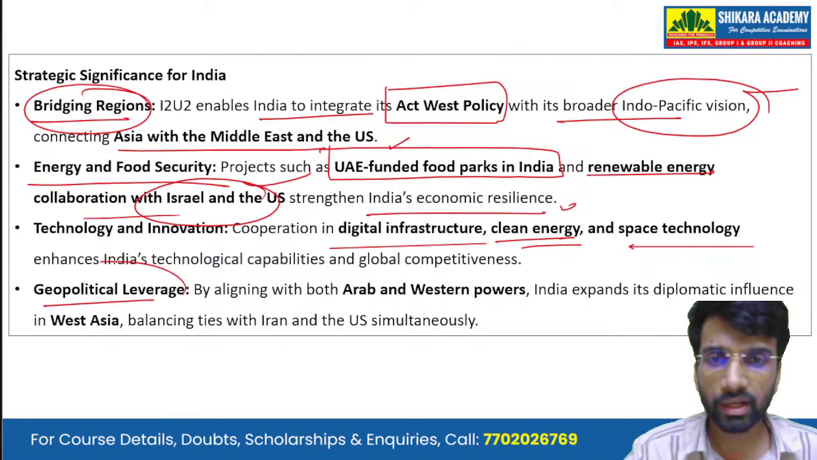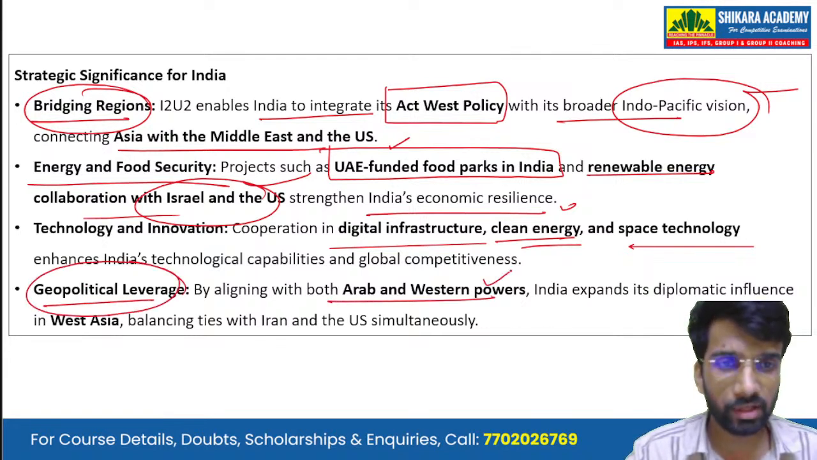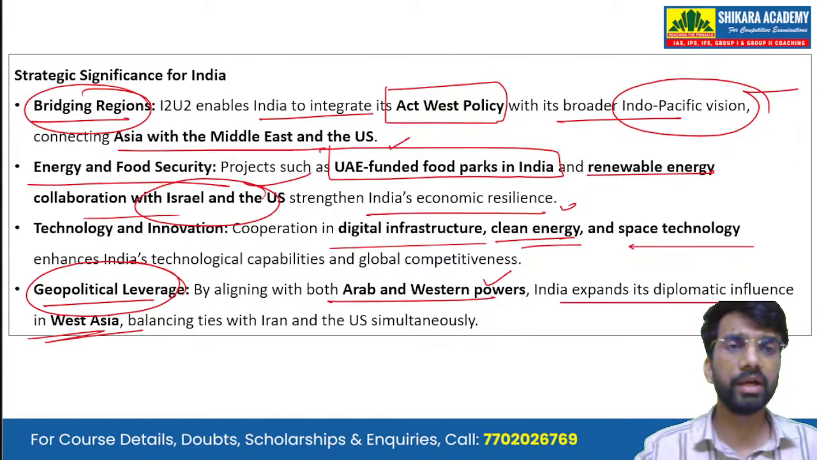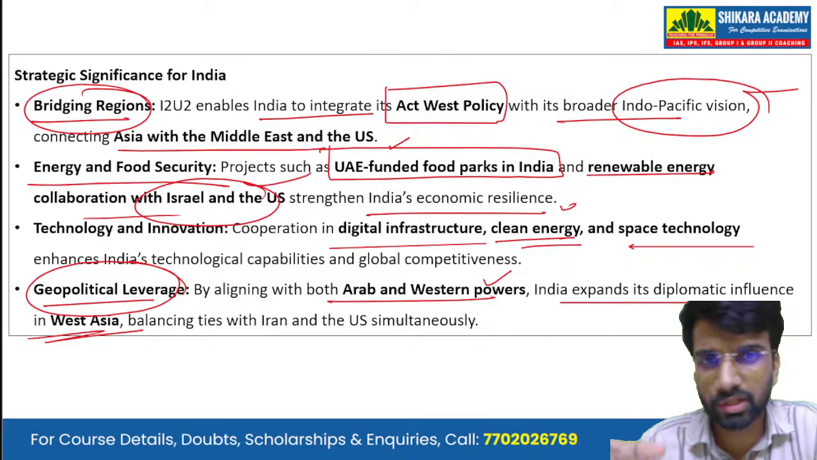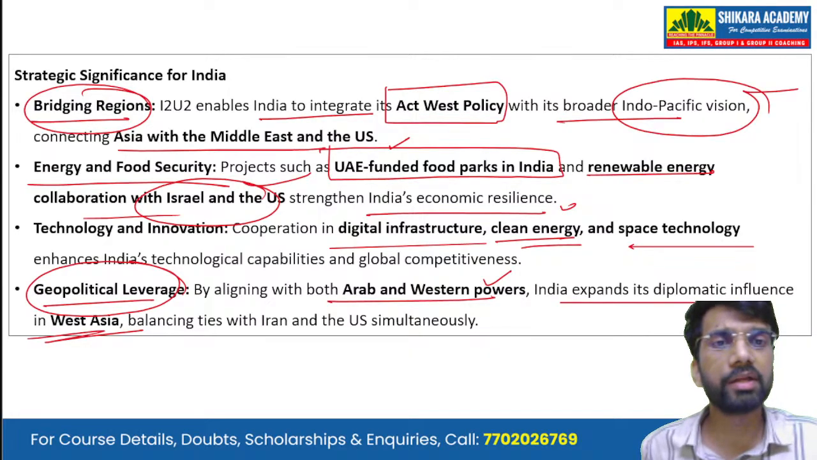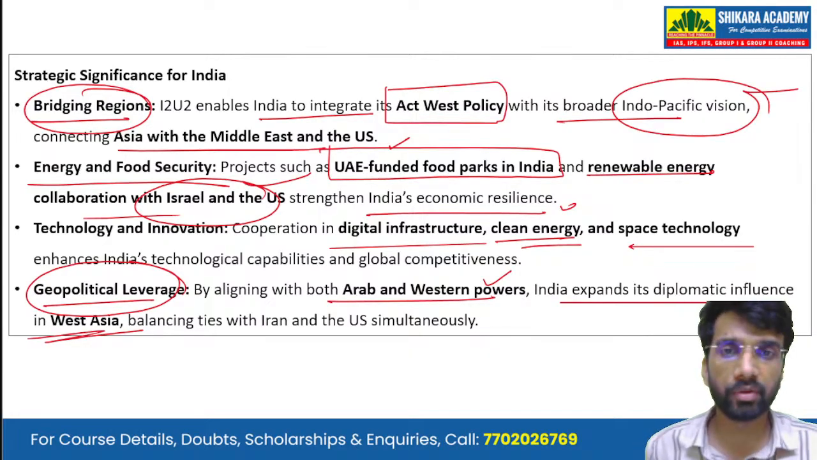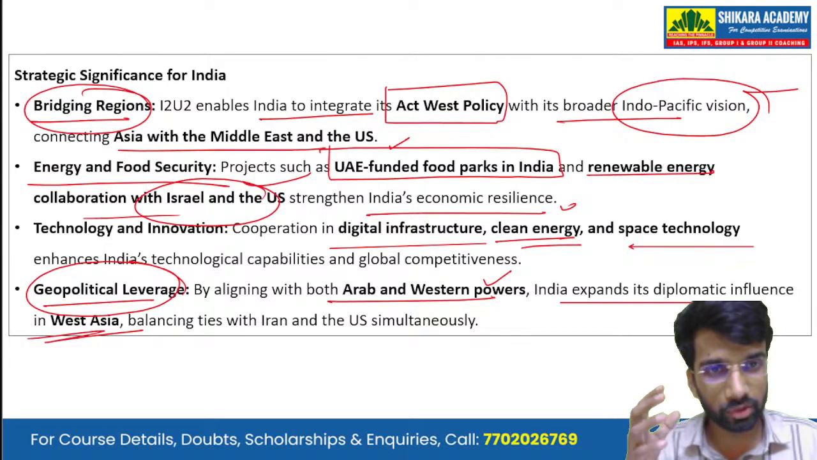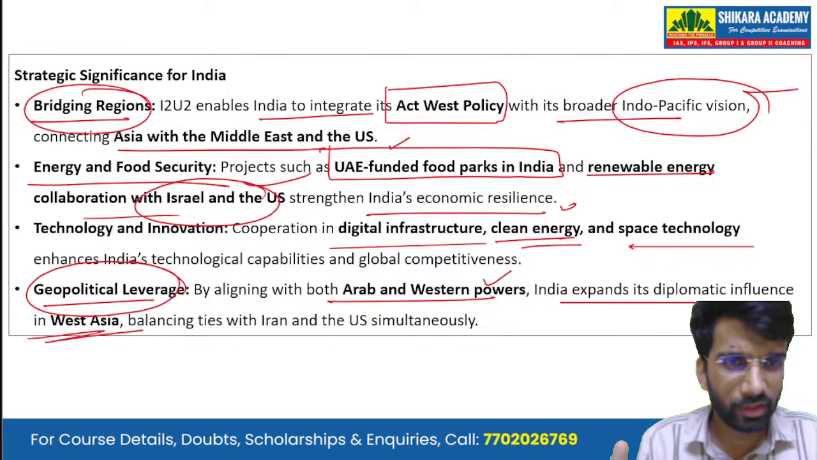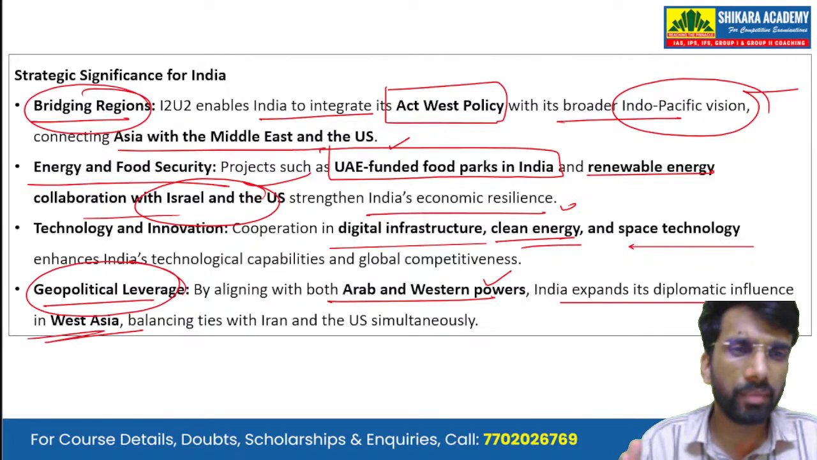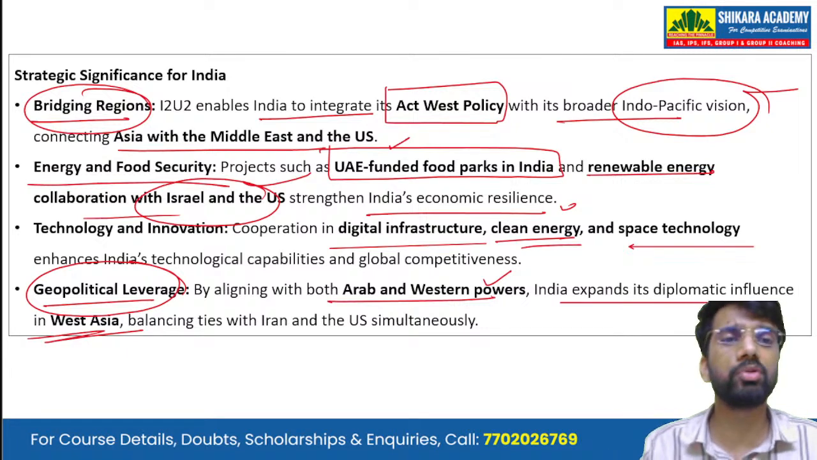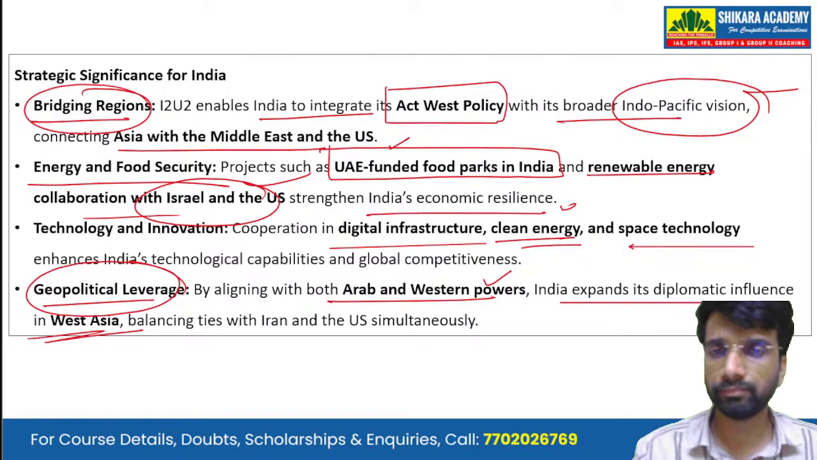Then there is geopolitical leverage. By aligning with both the Arab and the Western powers, India expands its diplomatic influence in West Asia. Because we have excellent relations with the Arab world as well as the Western world, we are expanding our diplomatic influence in West Asia and balancing ties with both Iran and the US. Iran and the US are on opposite sides of diplomacy, they remain nemeses to each other, but we need to balance our ties with both because both are our strategic partners.